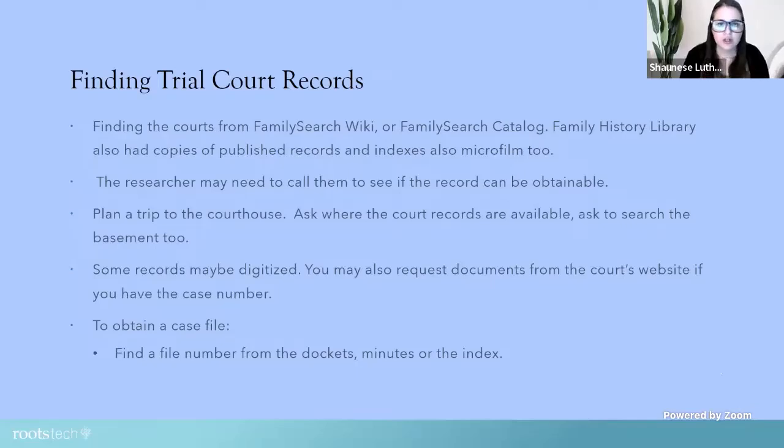The researcher, depending if it's you or if you have hired out, will need to call to see if the record is obtainable. Then you can plan a trip to the courthouse and ask where the court records are available. Also ask to search the basement too. The reason I say search the basement is because there are lots of forgotten court records, and your ancestors' court records might be in there. So it's always good to search those forgotten records down in the basement because you might be able to find what you're looking for.